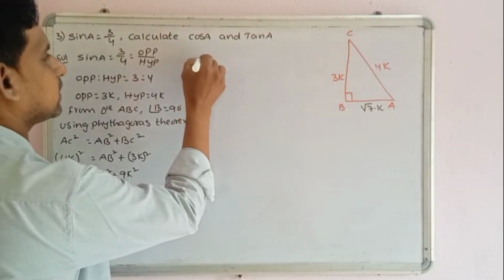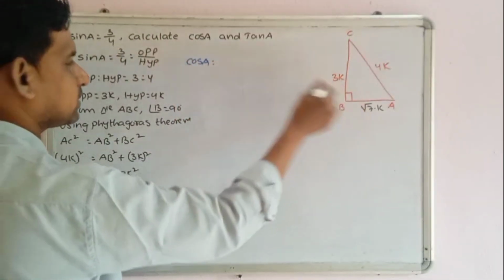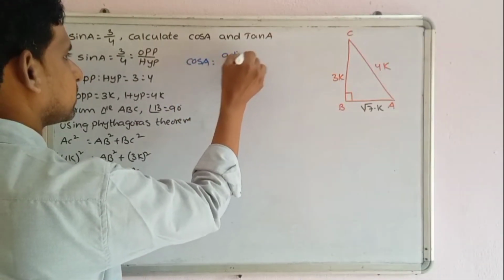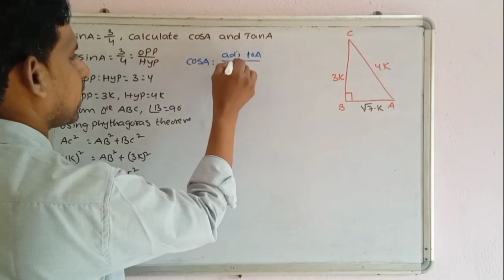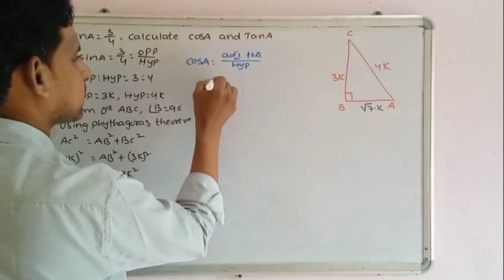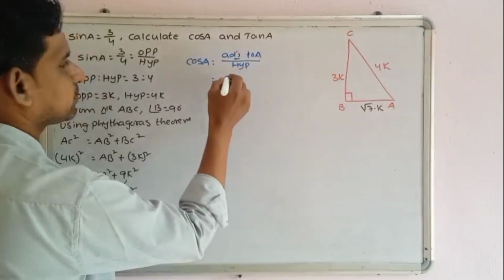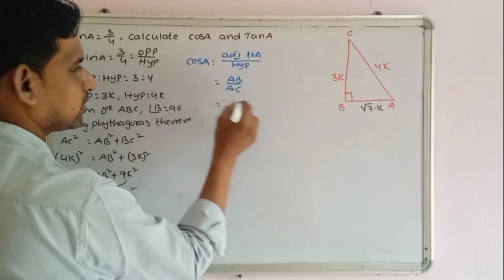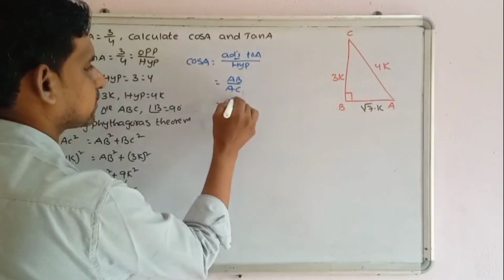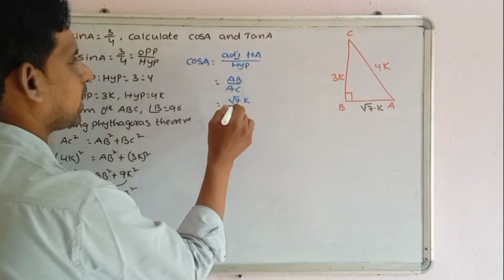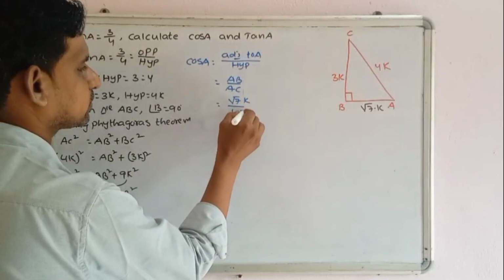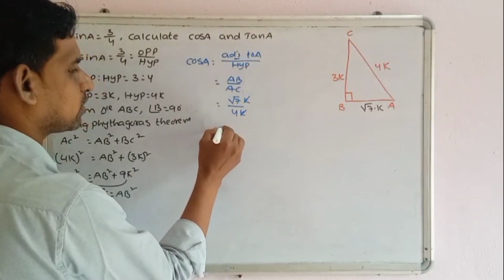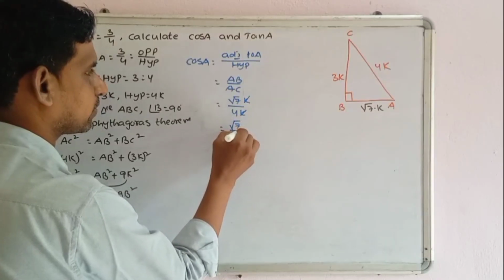Okay, cos A. Cos A means what? Side adjacent to A by hypotenuse. Side adjacent to A is AB. Hypotenuse is AC. So AB value how much? Root 7k, by hypotenuse, which is 4k. So k gets cancelled. Root 7 by 4.